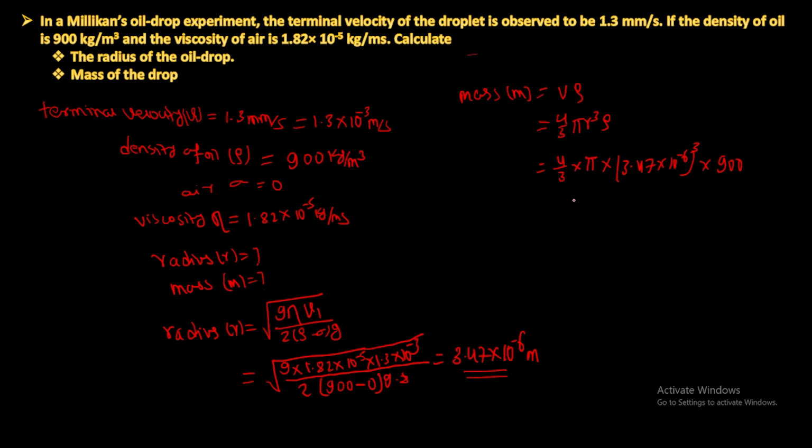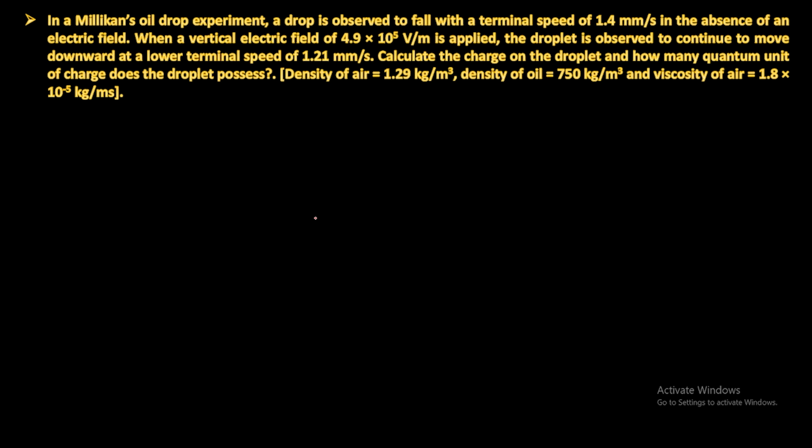By solving all the numerical values here, we will have 1.58 into 10 to the power minus 3 kg. So this is the mass of the given oil drop. So by using these two formulas, we can find the radius and mass of the given oil drop. Now let's move to the second question.